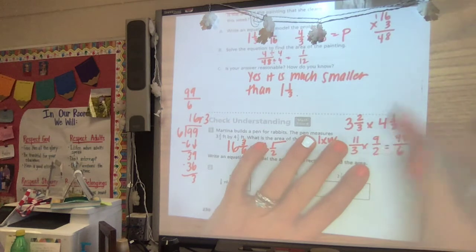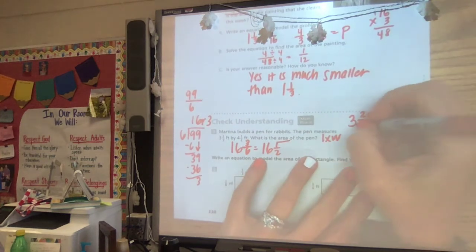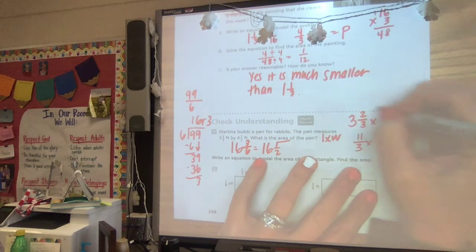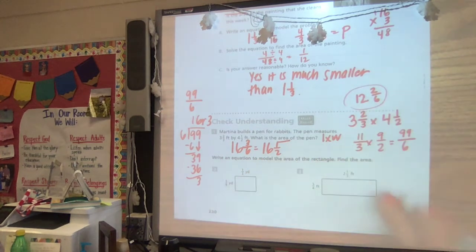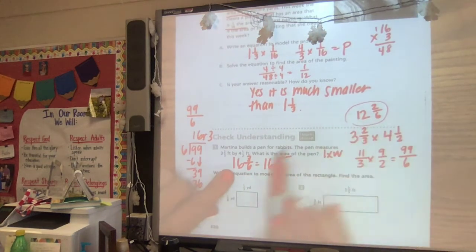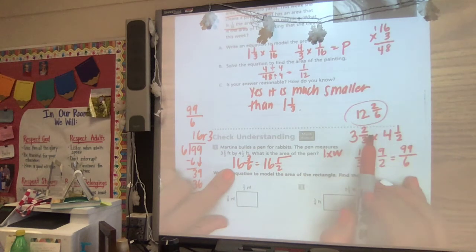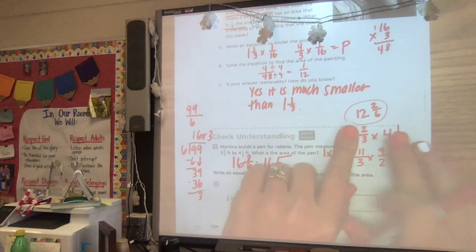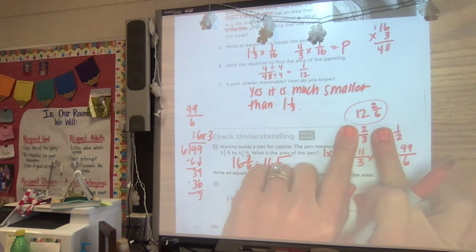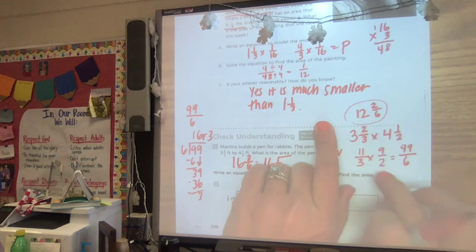If I was to multiply it like this, I would get 3 times 4 is 12. 2 times 1 is 2. 3 times 2 is 6. I got an answer, but I got an answer that's incorrect. Look how different these answers are. That's because when we did this, we really just found half of 2/3 and then kept our whole numbers.